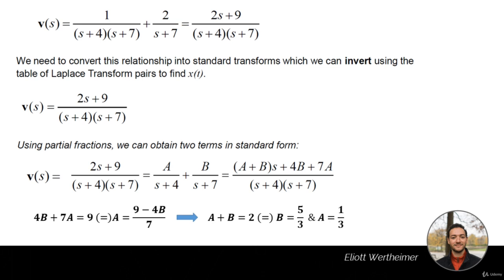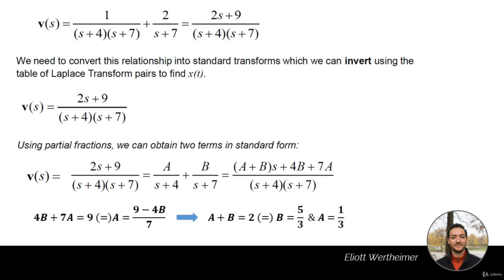It's a little mathematics trick that is very useful in this case. So simply we have our equation, okay? Vs equals 2s plus 9 divided by s plus 4 multiplied by s plus 7. We can rewrite this by creating two variables, a and b. We don't know what they are. We're just going to write the equation the way we want it. So we have a over s plus 4 plus b over s plus 7.